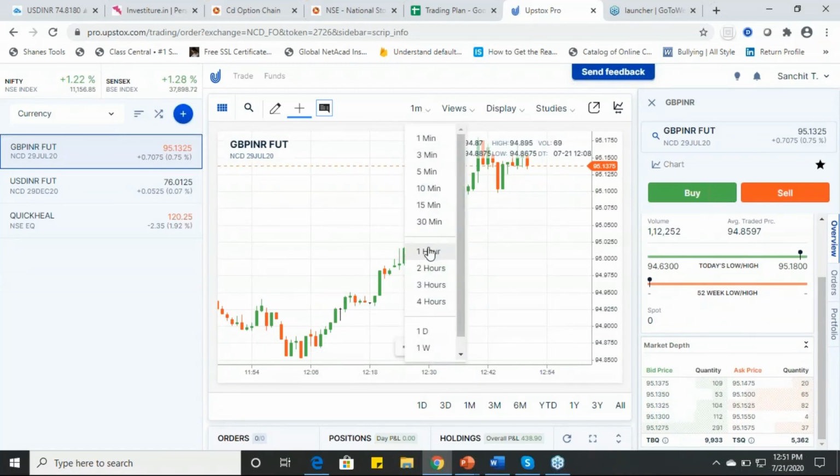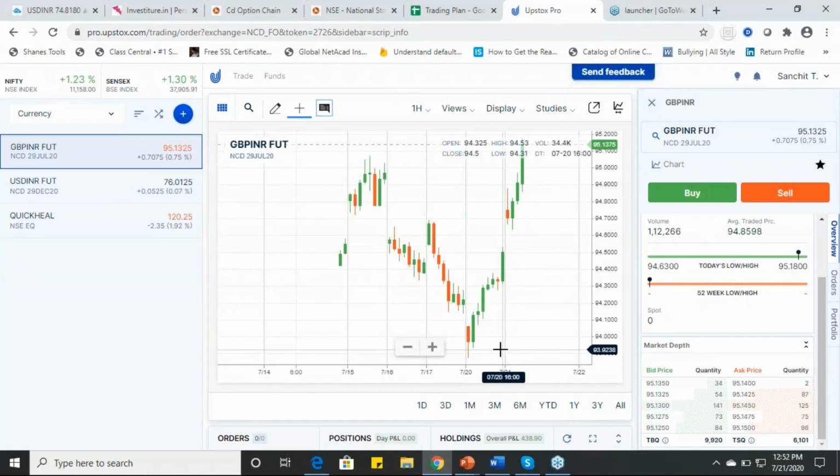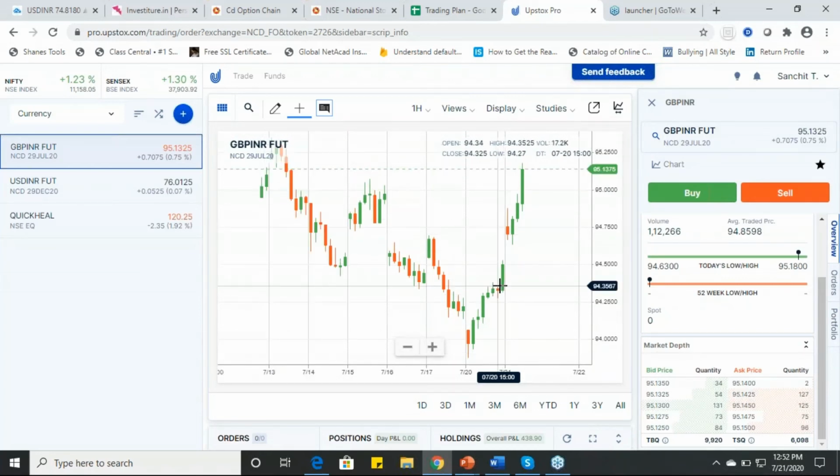If you go for a daily or an hourly chart as well, you will get to see the currency movements. You can see how that currency works out. From 94 to 95, it has moved in just a day. So that's how the GBP INR works. It gives you the best opportunities most of the time. In terms of volatility, if you love volatility, then GBP INR is the best way. If you want to make a stable income, then currency is one of the best ways to trade.